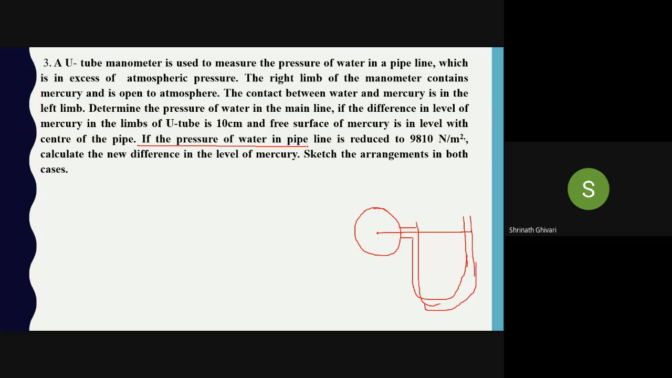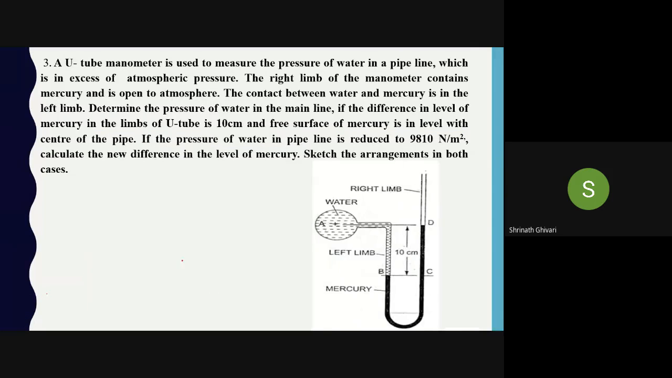The difference in the level of mercury in the limbs of the U-tube is 10 centimeter, and the free surface of the mercury is in level with the center of the pipe. So the diagram will be like this. This is the pipe in which water is flowing. We have to measure its pressure. The water applies some pressure, and when it applies some pressure, it makes an interface between the mercury and water. The mercury is there in the left limb.